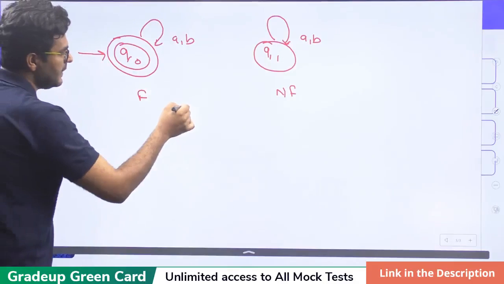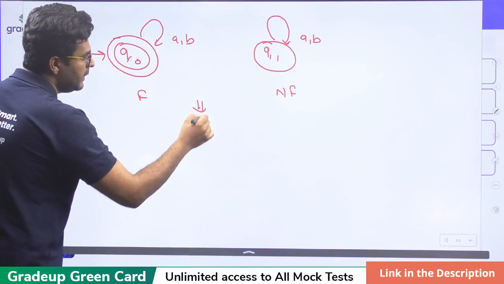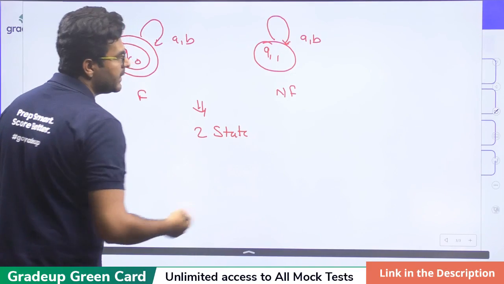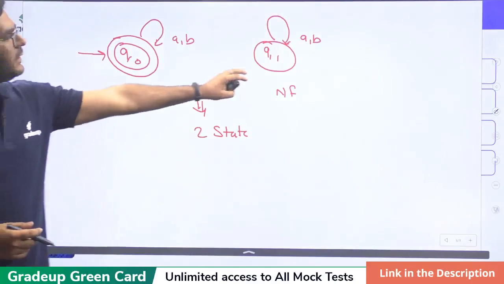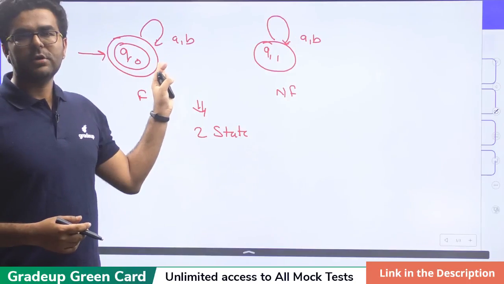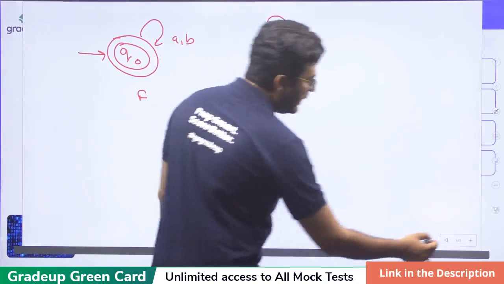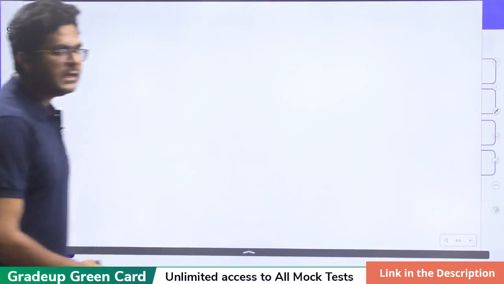In this case, we'll have only 2 states. We have only 2 states in the minimum automata. Although this state is not reachable from Q0, we still have 2 states. For example, if something like this is asked in your exam.